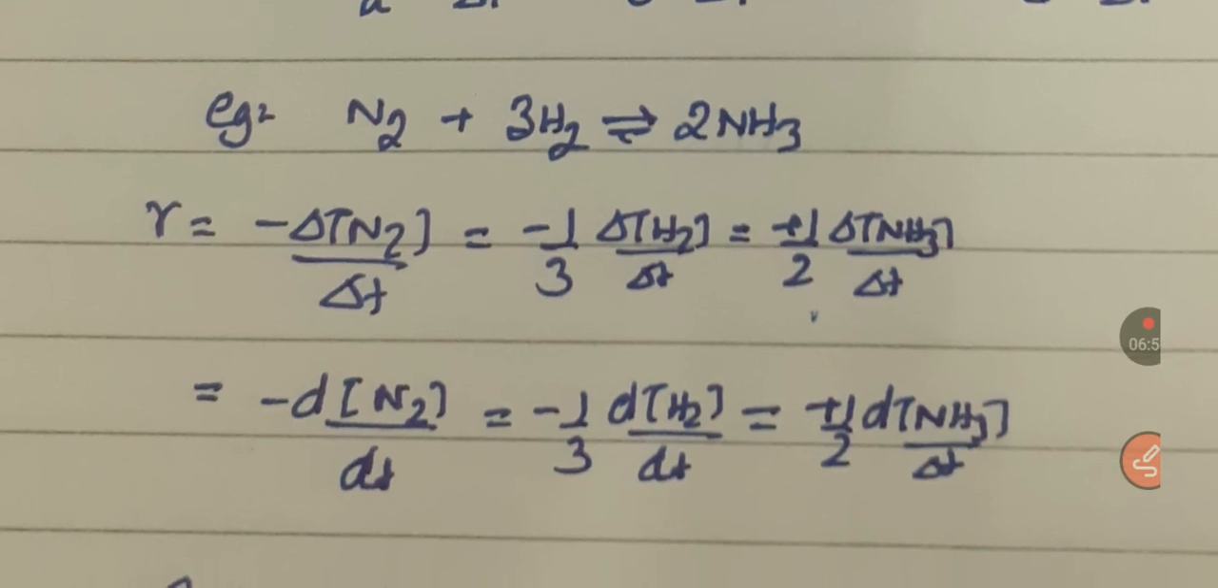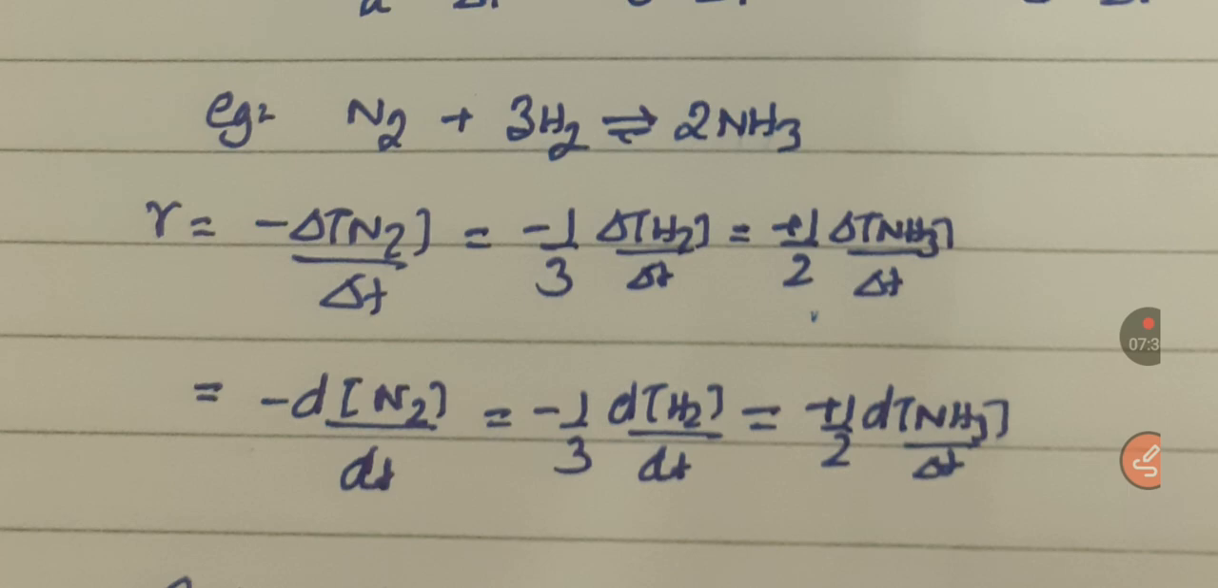Formation of ammonia: nitrogen plus 3 molecules of hydrogen results in the formation of 2 molecules of ammonia. So rate R equal to minus del N2 by del T, because the coefficient is 1, equal to, in case of hydrogen coefficient is 3, so minus 1 by 3 del H2 by del T equal to plus 1 by 2 del NH3 by del T, because the coefficient of ammonia is 2.